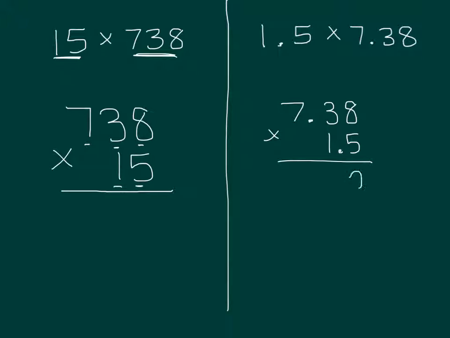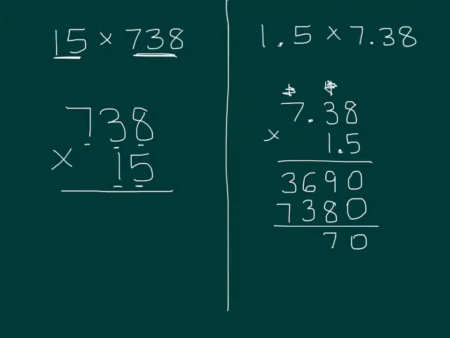5 times 8 is 40. 5 times 3 is 15, plus 4 is 19. 5 times 7 is 35, plus 1 is 36, just like with whole numbers. And then we add the 0, my hero. We want to cross these off so I don't use them by accident. 1 times 8 is 8, 1 times 3 is 3, and 1 times 7 is 7, and then we add them up. 0 plus 0 is 0, 9 plus 8 is 17, 6 plus 1 is 7, plus 3 is 10, 3 plus 1 is 4, plus 7 is 11.